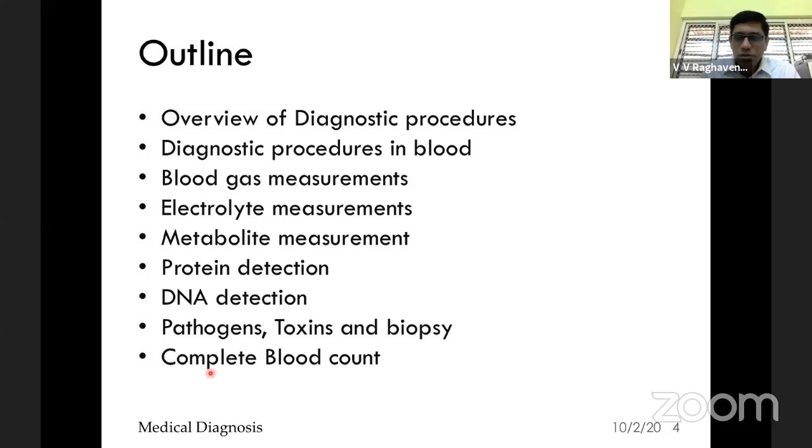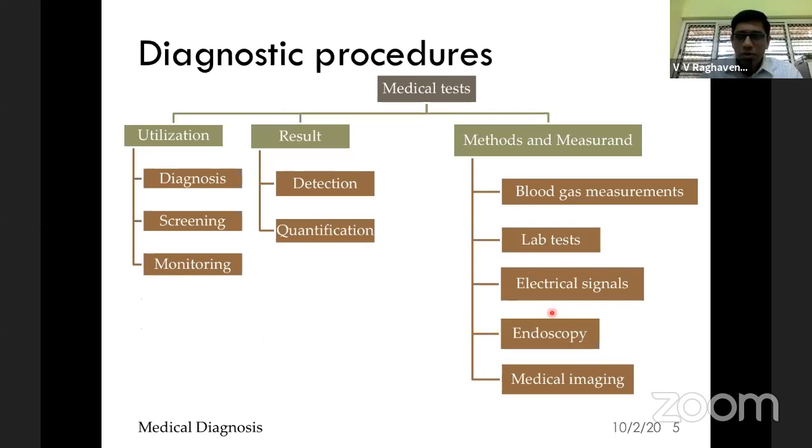Okay, so I hope you have actually come across such a classification of the constituents present in blood, and how we want to quantify them and why it is important to quantify. Okay, so now we'll slowly go into the topic.